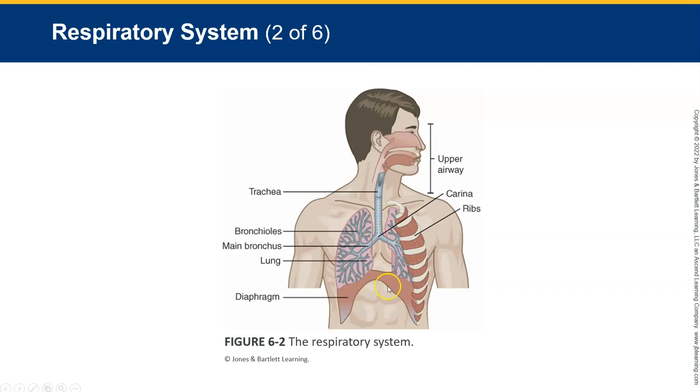We have the diaphragm under here. It helps in the normal breathing process. And we got our main bronchus and then our bronchioles. And then we'll show you a slide here in a second that gets a little bit further down into what's going on in these little areas here.